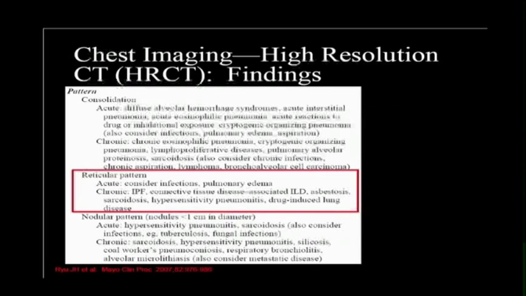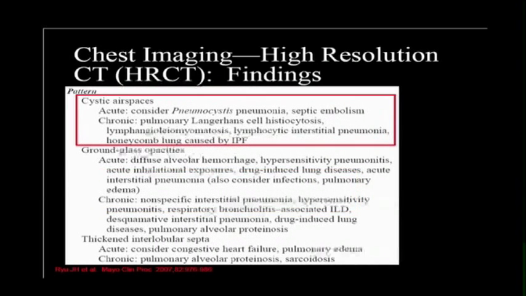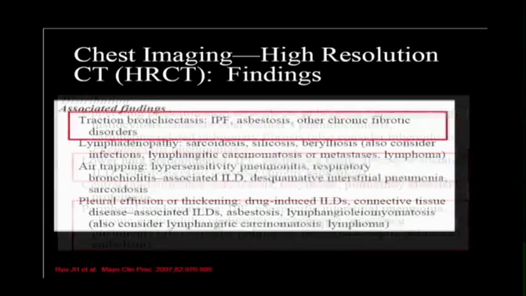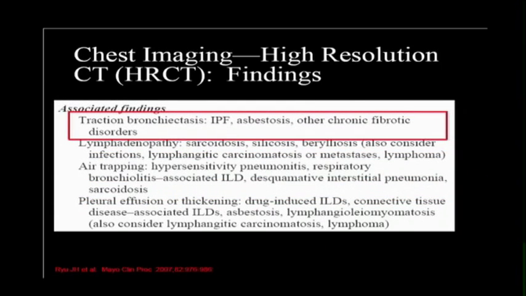chronically, if you have a chronic reticular pattern, that can be seen in IPF. Cystic air spaces, if it's chronic, that can suggest honeycombing, and you can see that in IPF. The distribution is, of course, as we talked about, lower lobe and subpleural or peripheral predominance is seen in IPF. It's also seen in other diseases as well, but particularly in IPF. And you can see traction bronchiectasis, of course, in IPF as well.